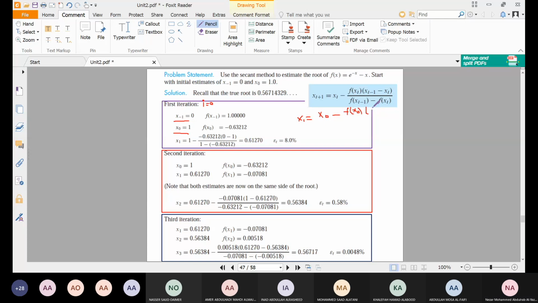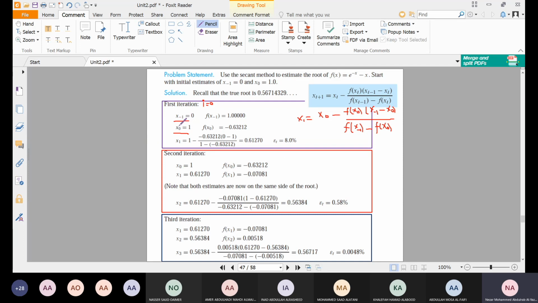Multiply by x minus 1, this one, minus x0, all over f at x minus 1 minus f at x0. I will evaluate this function.